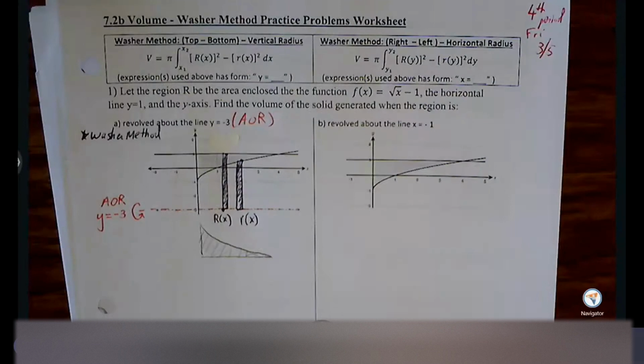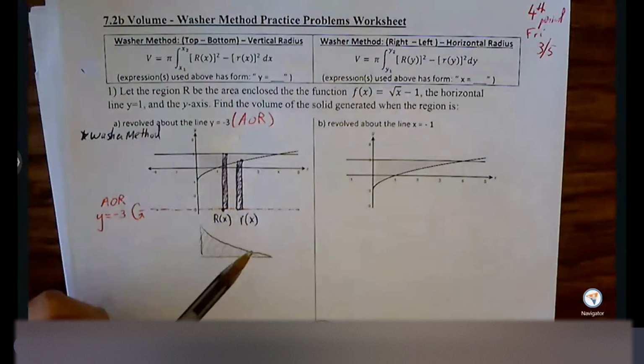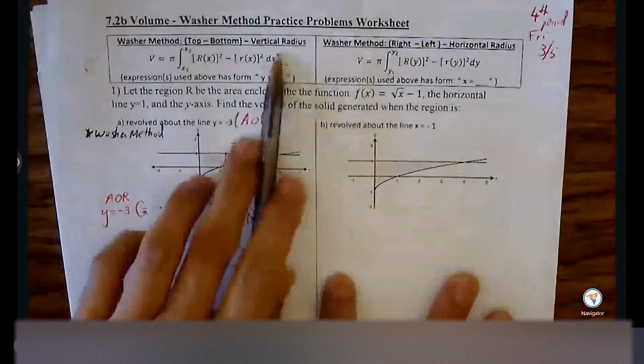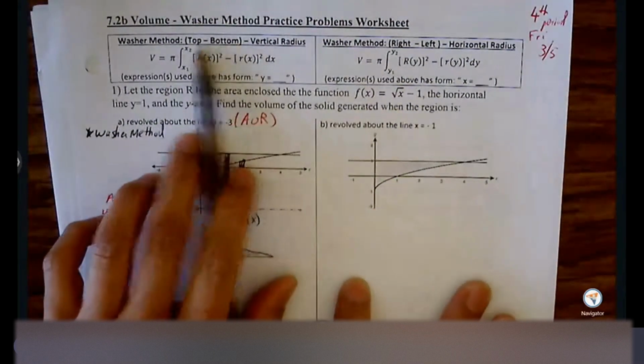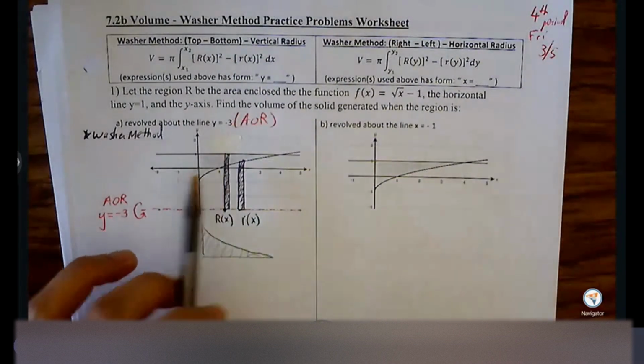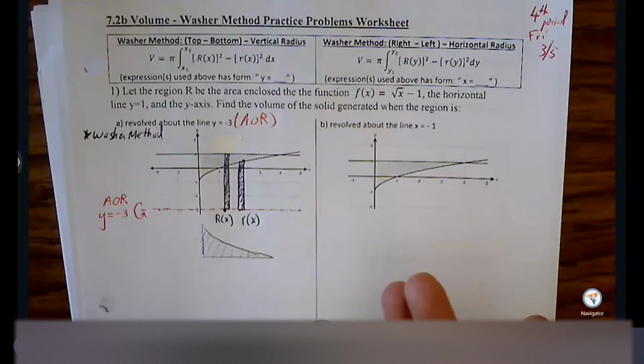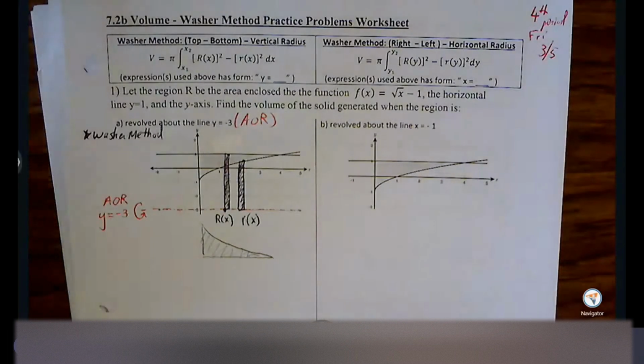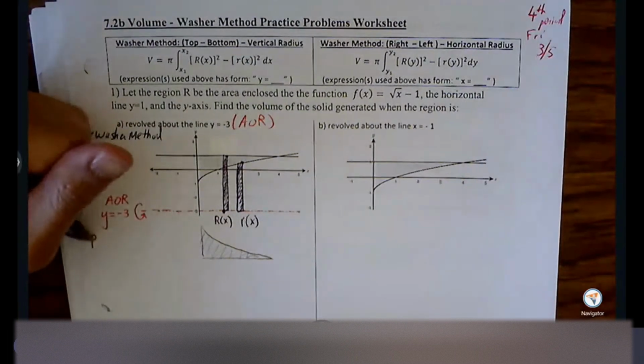All right, any questions so far? We see vertical radius in front of us. We know we can just work with the top minus bottom format. This is the easier format. No need to readjust our equations. Our equations are nicely set up for us to use. So let's start building our big radius.